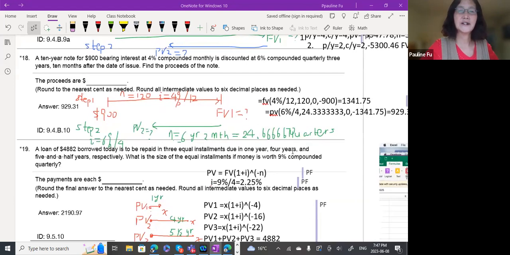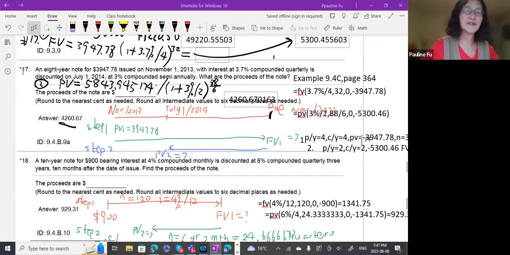Question 18. A 10-year note for 900 bearing interest at 4% compounded monthly is discounted at 6%, compounded quarterly, 3 years, 10 months after the date of issue. Found the proceeds of the note. Exactly the same question as question 17.